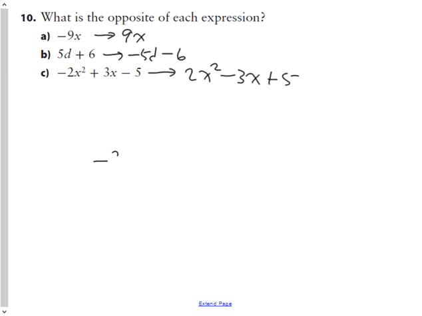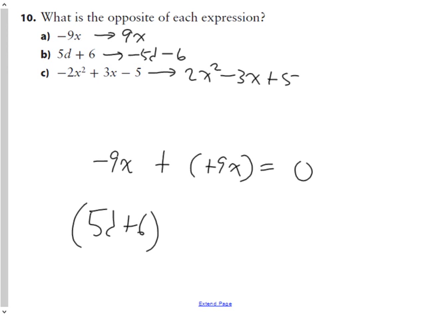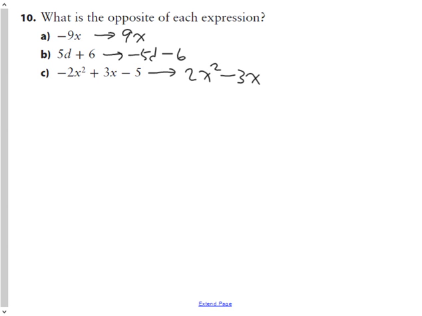Now, an interesting thing: if I took a 9x and combined it with its opposite, I will always make 0. So anytime you have a polynomial, for example, 5d plus 6, and you add to it its opposite, you will always end up with nothing, because these will make a 0 pair, and these will make a 0 pair, and you'll be left with nothing. So the interesting part about why we are doing these opposites? Well, the opposites are there so that if you wanted to make 0 pairs, you could.